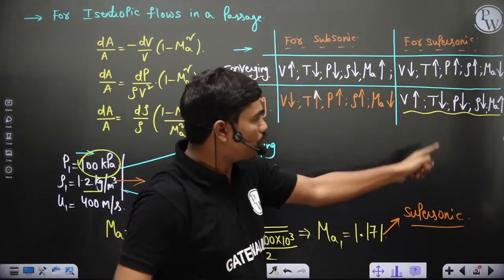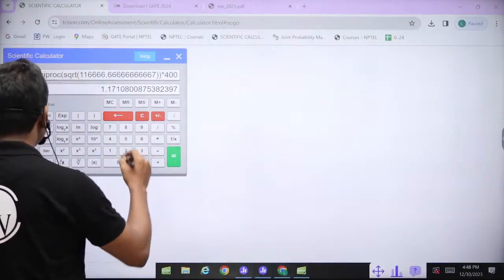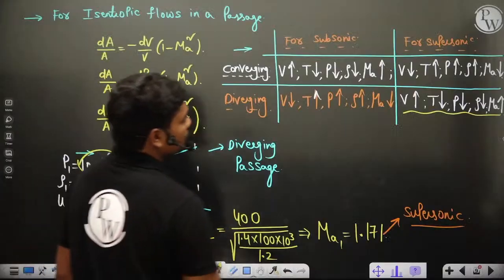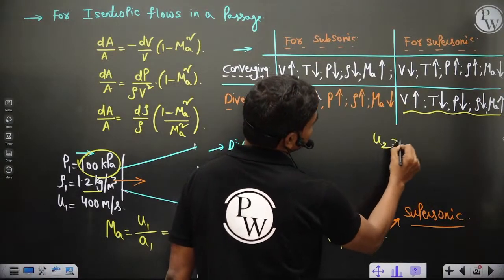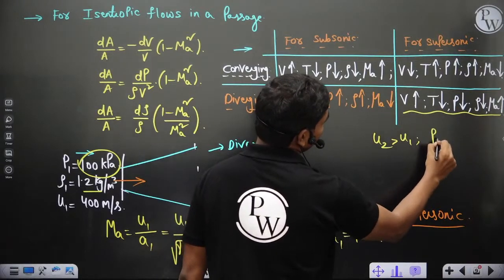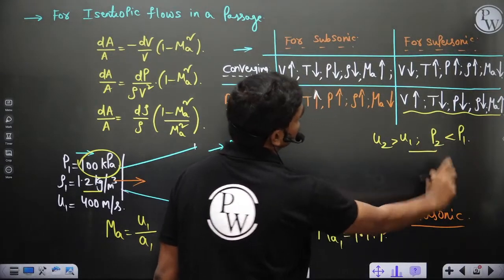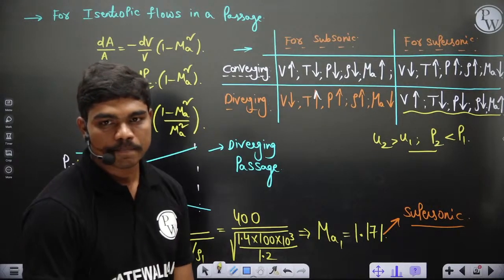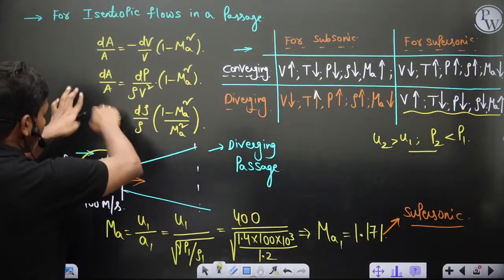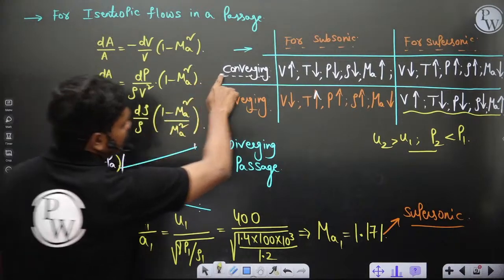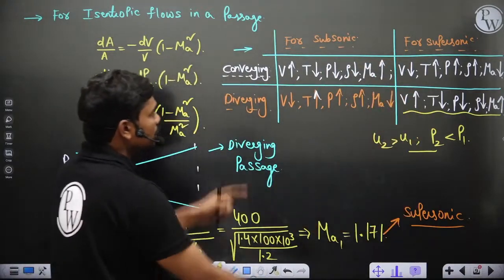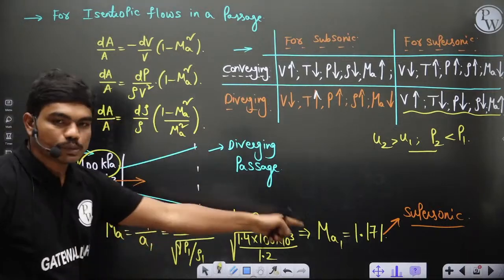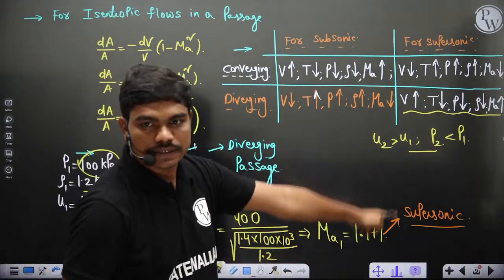In that particular combination, what are they asking? U2 and P2 compared to U1 and P1. So velocity increases, so definitely U2 is greater than U1, and pressure decreases, so P2 is less than P1. Did you understand how we can work out the questions? Because of this analysis, we identified the conditions that turn out depending on the type of flow and also the type of nozzle. This is the diverging nozzle with supersonic flow at the inlet.